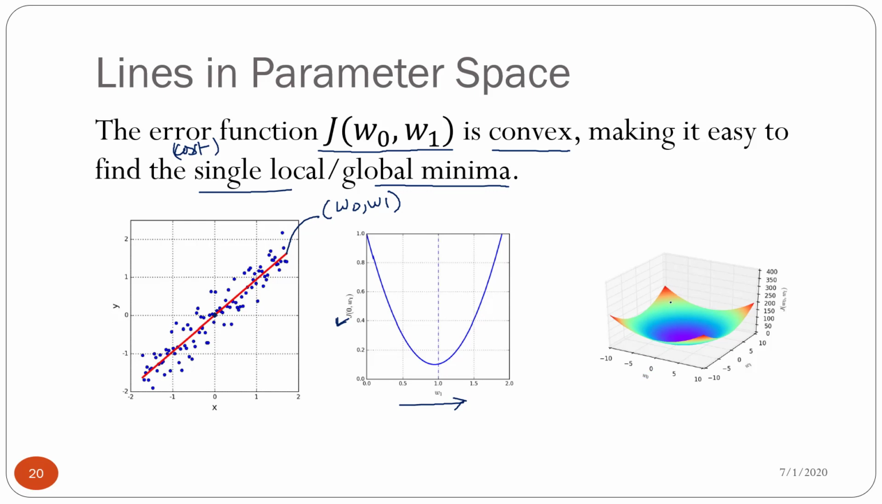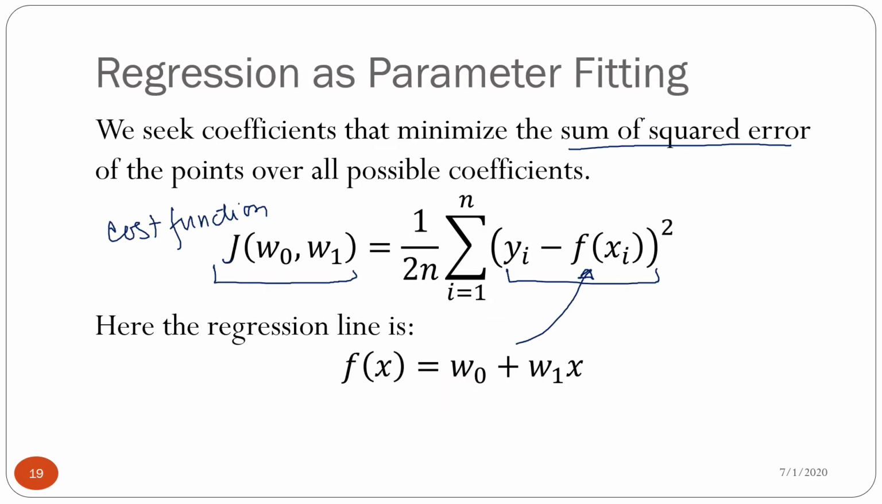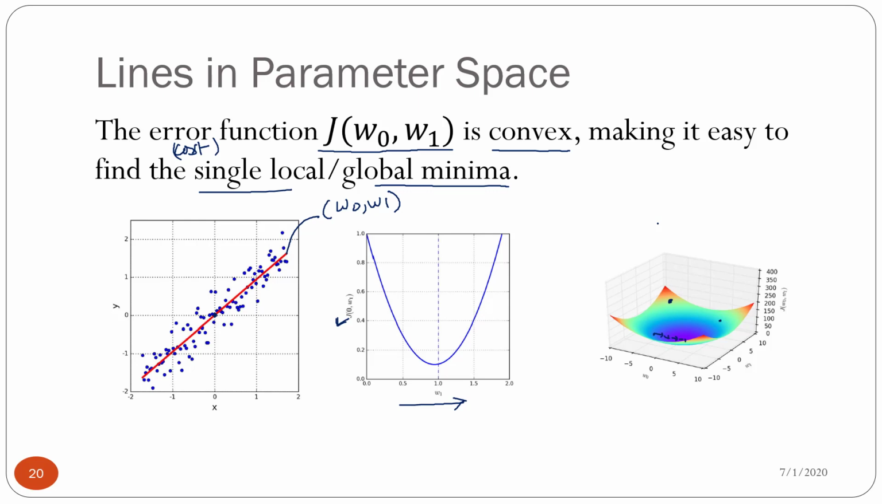So if you start from anywhere, here, here or here, and you start searching for the global minima, you'll always reach the same one. You can't get stuck at a local optima. That was the reason why we took the squared error. Otherwise it would be a non-convex function and we'd have difficulty finding the best parameters.